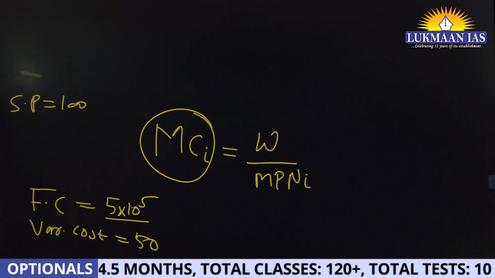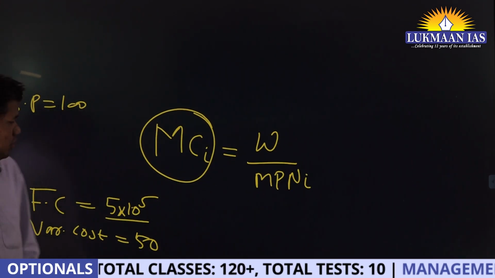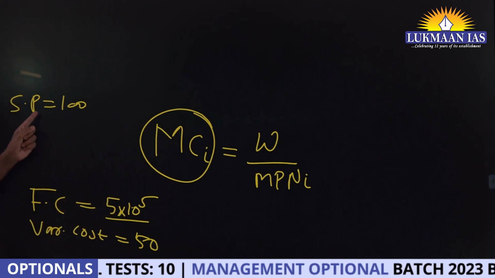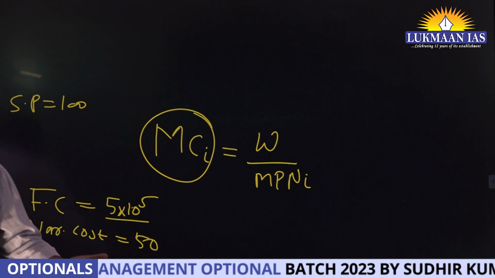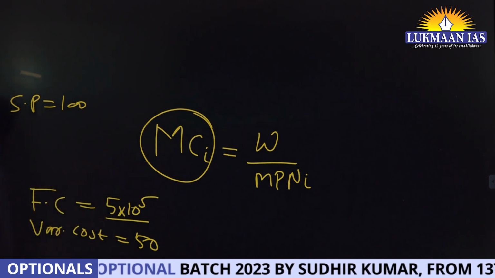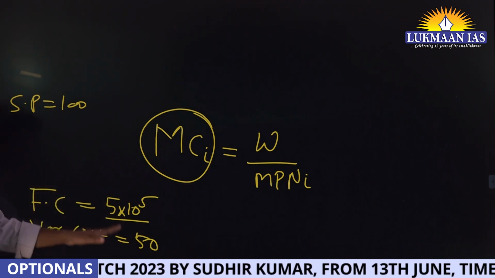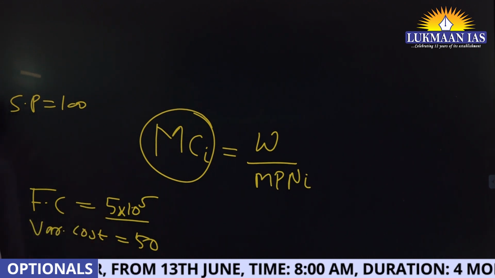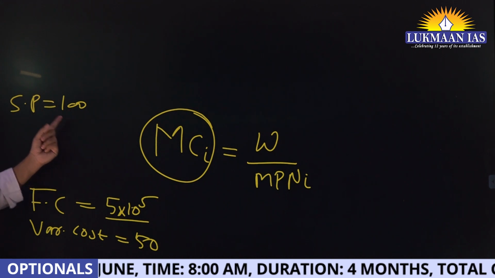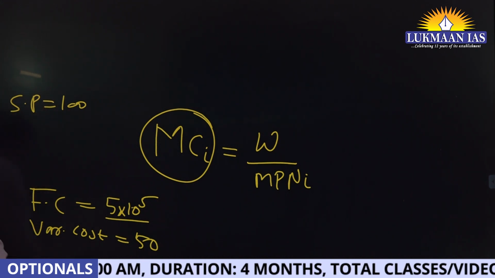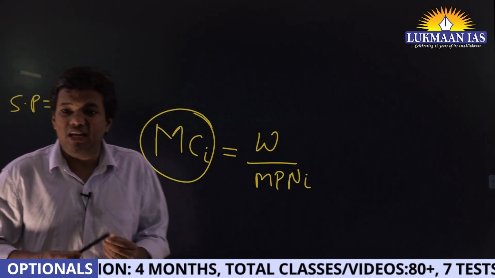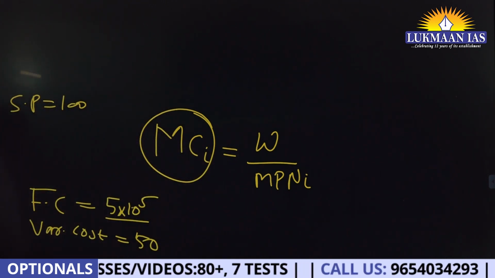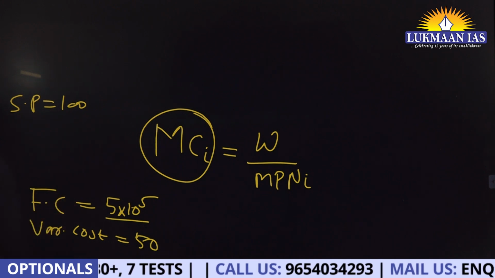So when you produce only one stylus, the cost will be 5 lakhs plus 50, but you will be selling it only for 100 rupees. So it's a big loss, right? Let's say you produce one more stylus. What will be the cost? Fixed cost plus 50, 100. But what will be your revenue? 200 rupees, right? Now you are selling 2 stylus. So generally what happens is, as you keep on increasing your production volume, your fixed cost is absorbed.